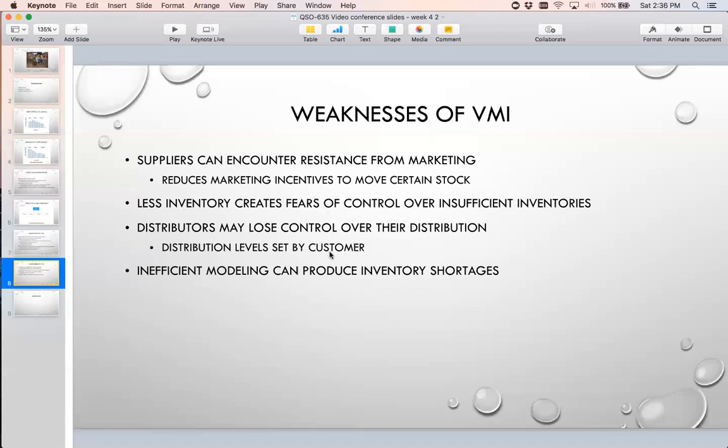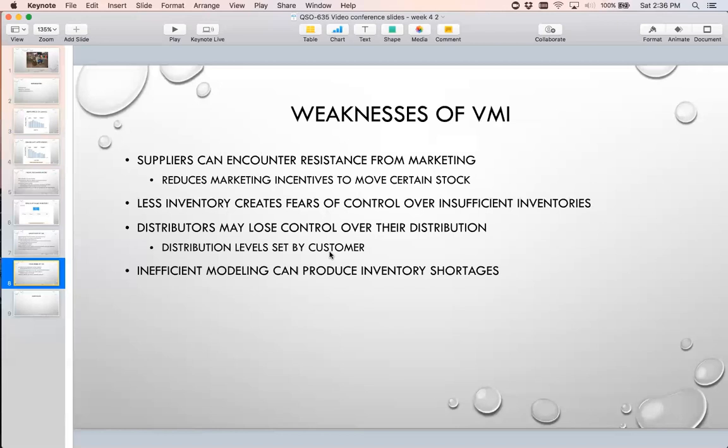So less inventory creates fears of control over insufficient inventories. Even though you have a leaner inventory system, sometimes vendors get afraid that, oh my goodness, we're going to have a sale and we may not have enough stock. So sometimes you'll still see bulk ordering from people who still aren't comfortable with VMI. VMI doesn't completely take away bulk ordering. It does take away a lot of the lack of information that causes bulk ordering, but some vendors may still not be comfortable with having lean supply chains.